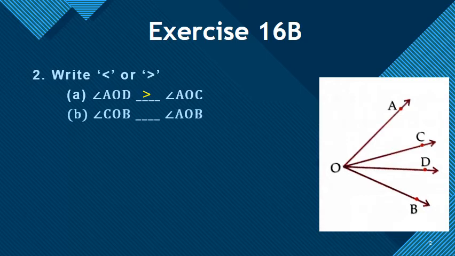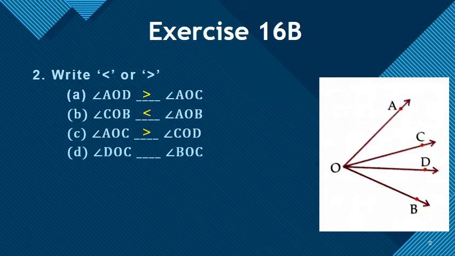Now, the second one, angle COB and angle AOB. It is very clear from the picture that angle AOB is greater than angle COB. Now let's move to the third question. Angle AOC and angle COD. Well children, according to the picture, angle AOC is greater than angle COD. Right?